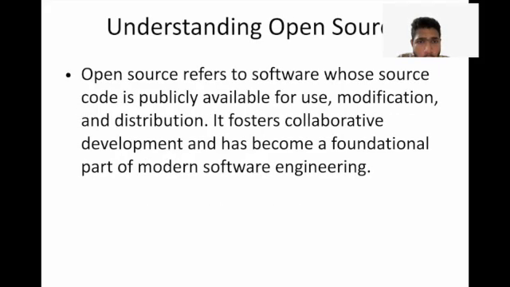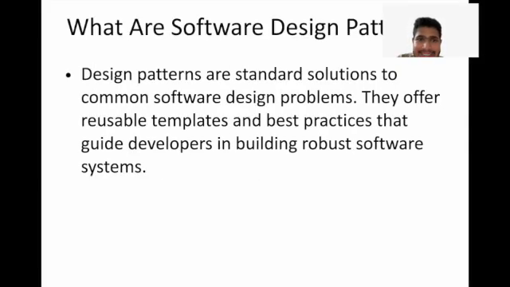Understanding open source. Open source refers to software whose source code is publicly available for use, modification, and distribution. It fosters collaborative development and has become a foundational part of modern software engineering. What are software design patterns? Design patterns are standard solutions to common software design problems. They offer reusable templates and best practices that guide developers in building robust software systems.